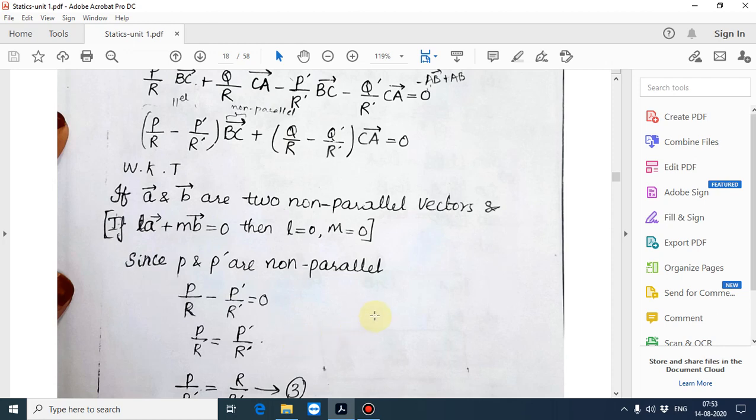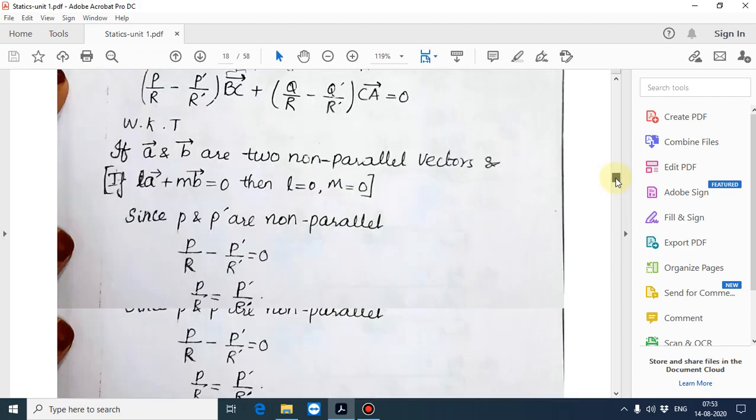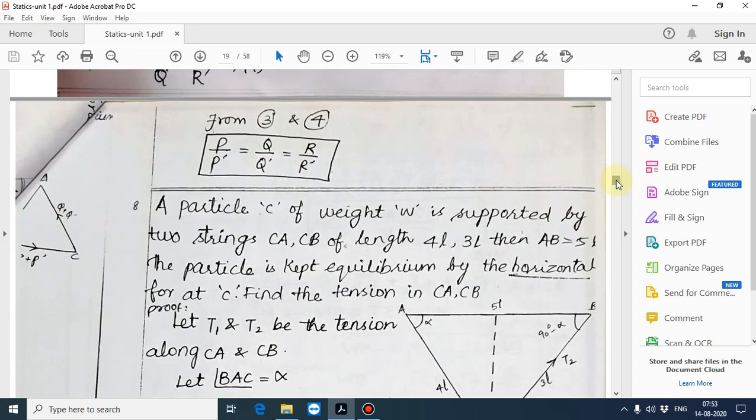Similarly, for Q, what will you get? Q by Q dash is equal to R by R dash. You keep it as the fourth equation. From 3 and 4, what will you get? P by P dash is equal to Q by Q dash is equal to R by R dash. Hence the proof. Now you see the next problem.